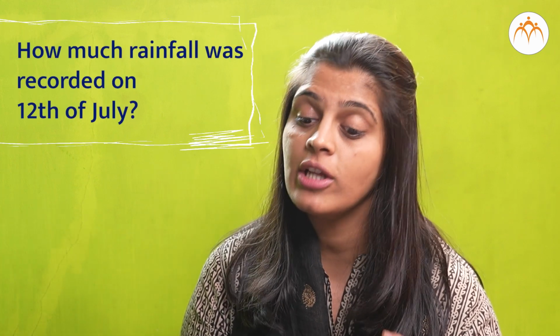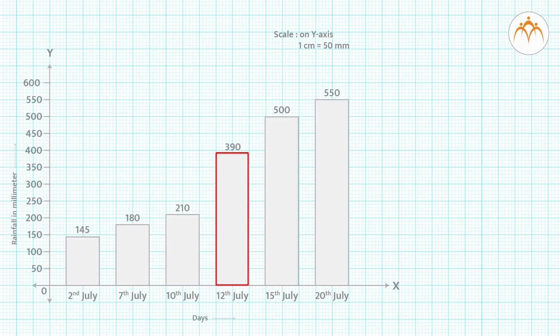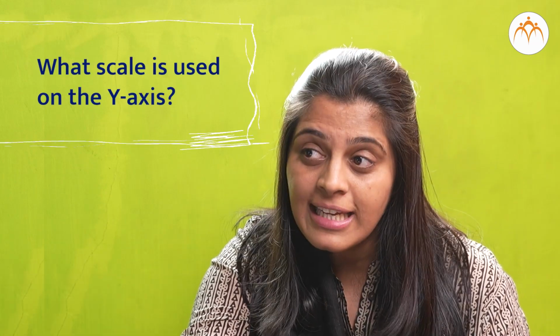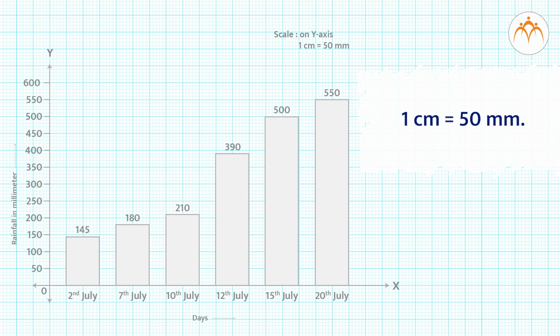Correct. Okay, next. How much rainfall was recorded on the 12th of July? Tell me. 390 millimeters. Right. How did you find 390 millimeters on the y-axis? By counting 4 units ahead of 350, between 350 and 400, the intervals represent 350, 360, 370, 380, 390 and 400 millimeters. Correct. Now tell me, what scale is used on the y-axis? 1 centimeter is equal to 50 millimeters.